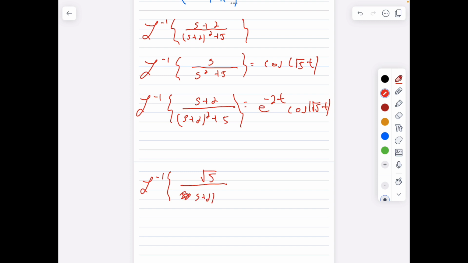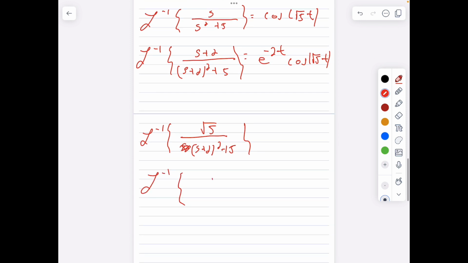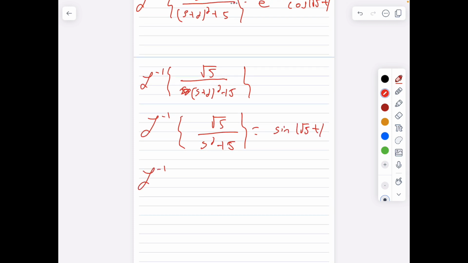In very similar manner, L inverse of root 5 over (s plus 2) squared plus 5. Again, I would just look at the inverse Laplace of root 5 over s squared plus 5, which would be sine root 5t. But again, that's not what we have. We have an s plus 2, and that shift factor I'm going to include with the e. So it's going to be e to the minus 2t sine root 5t.